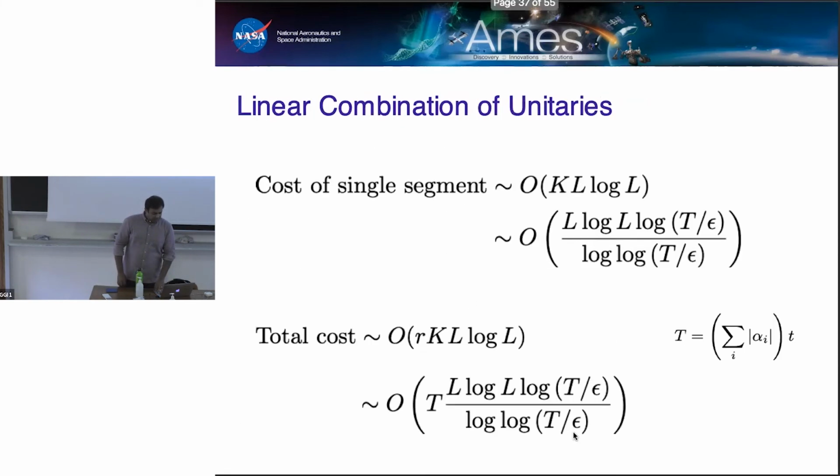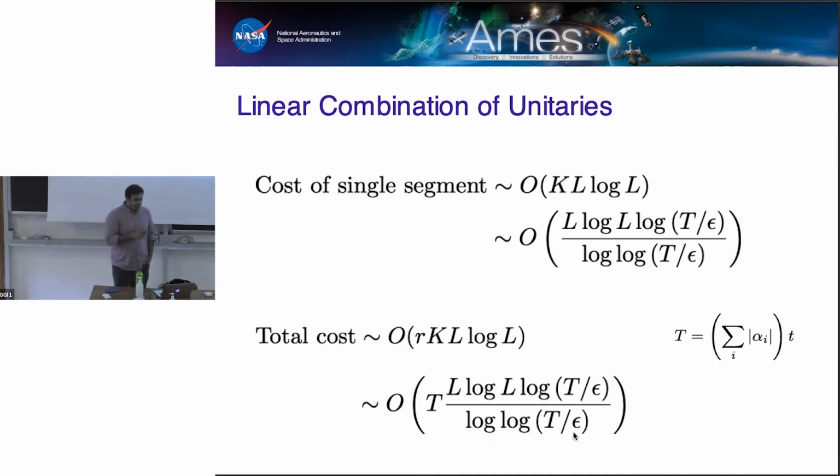Okay. Any questions about LCU before we briefly touch on the very final topic? Yeah, I was wondering, in practice, what is the K that you're using to be competitive with first order trotterization? I'm sorry, I didn't get that. Which K are you choosing in practice if you want to be competitive against trotterization with first order?